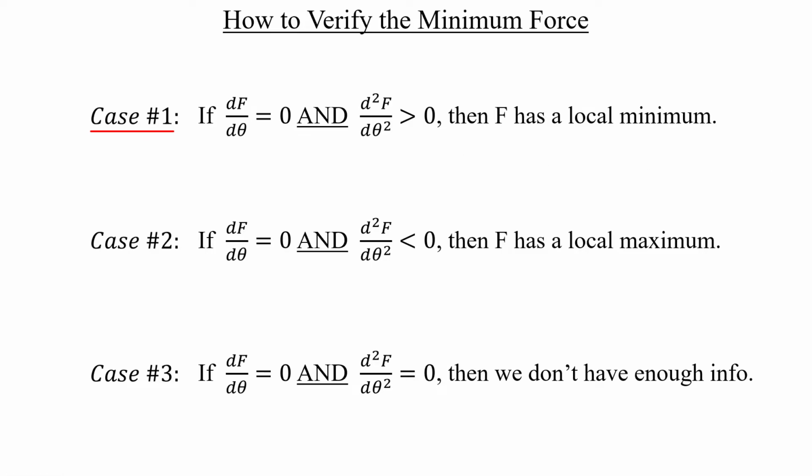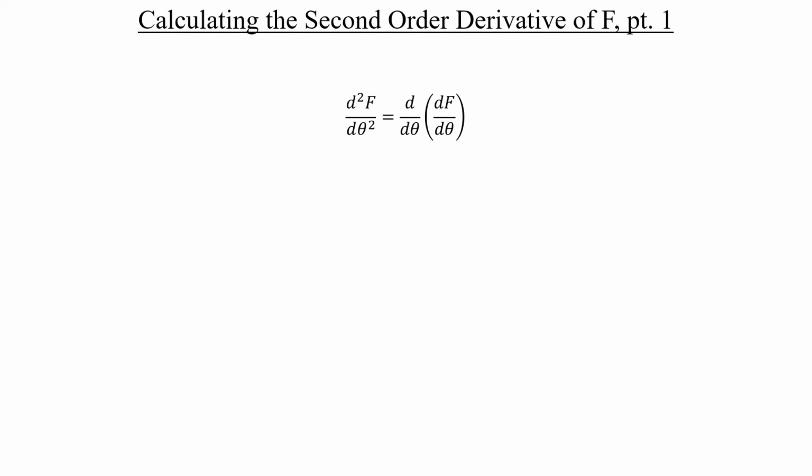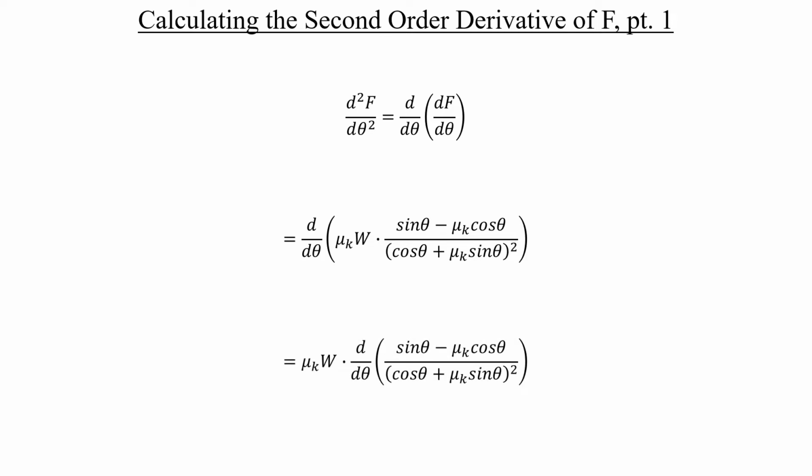To do that, all we're going to do is take another derivative of the one that we just completed, which will look like this. Like before, we can factor out the mu sub k times w term, since that doesn't play a role here. Again, let's focus our attention on this portion entirely for now. Unfortunately, this isn't a simple derivative that we can just do in our heads like the last one. So the question is, well, what do we do now?